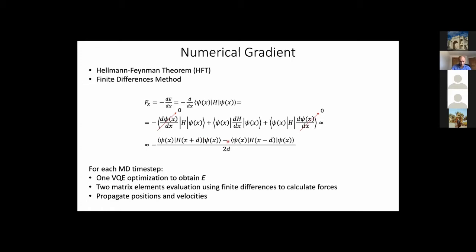And so this is the final expression for the numerical gradient. For each molecular dynamics time step, we run VQE optimization to obtain energy, calculate two matrix elements to get forces, and propagate the positions and velocities.